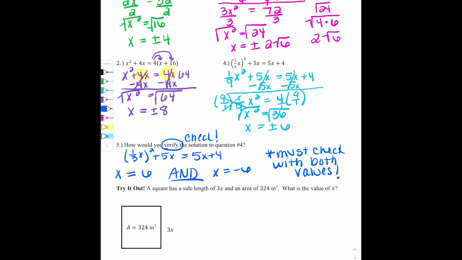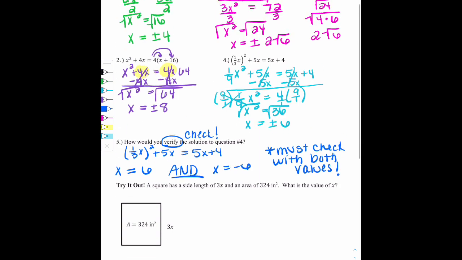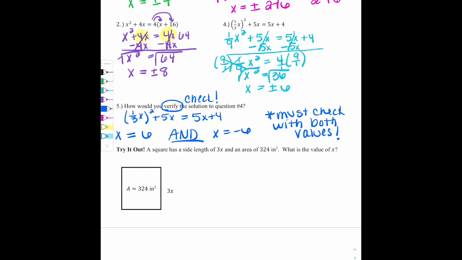So at this time, I want you to try out the last problem. It's a little bit of a challenge problem. See how you do. It says a square has a side length of 3x and an area of 324 inches squared. What is the value of x? So please pause the video and try this problem on your own. And when you're ready, you can resume the video to check your answer.